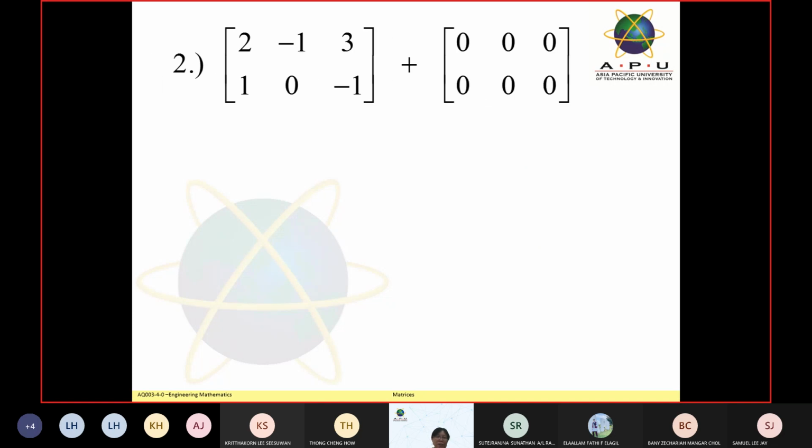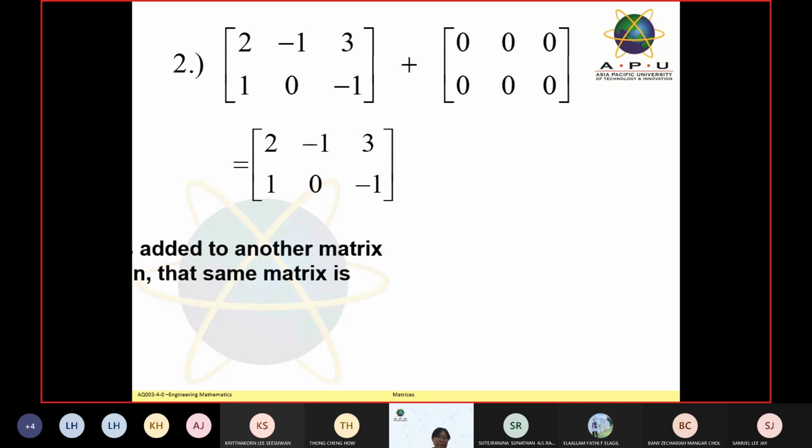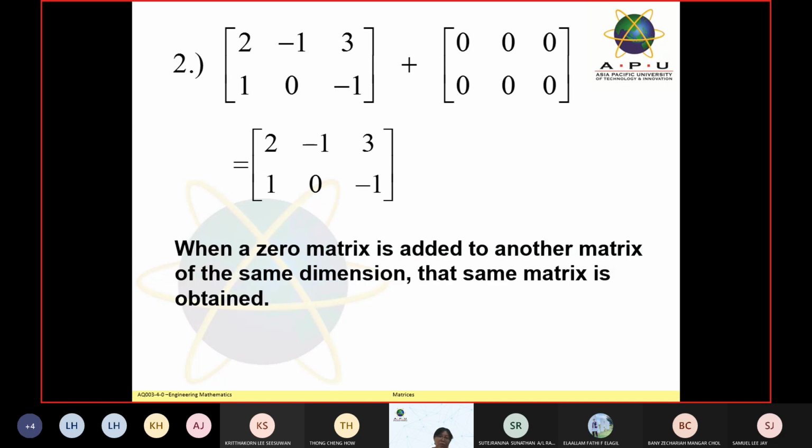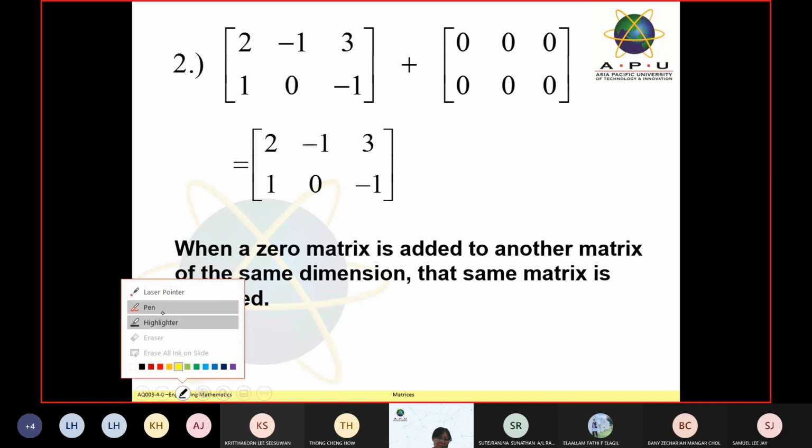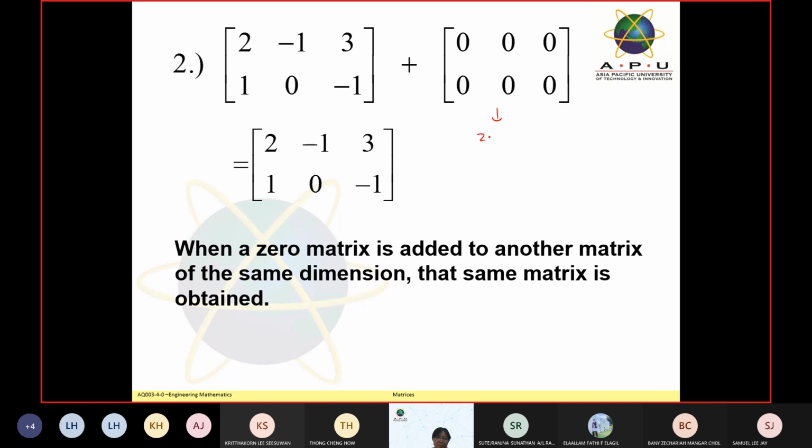Okay, now when it comes to the second matrix here, can you see all zeros? All the entries of the matrix are 0. So you will get the same matrix. This one we call a 0 matrix, because all elements are 0. Then the same matrix will be obtained.